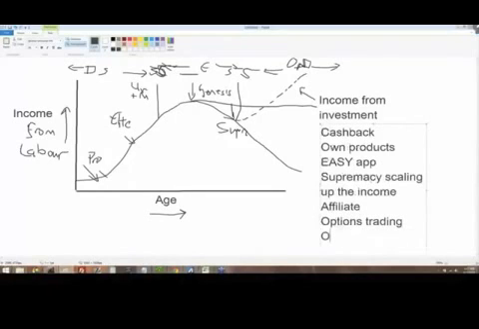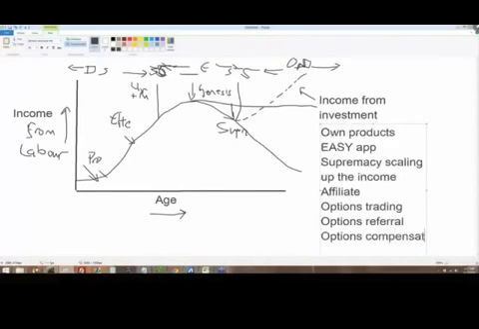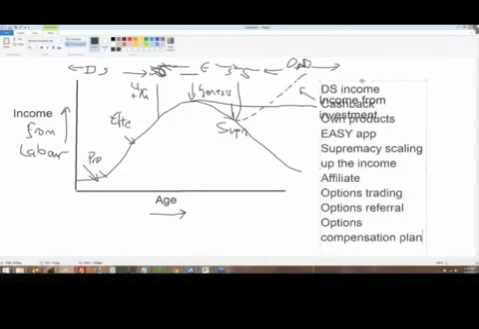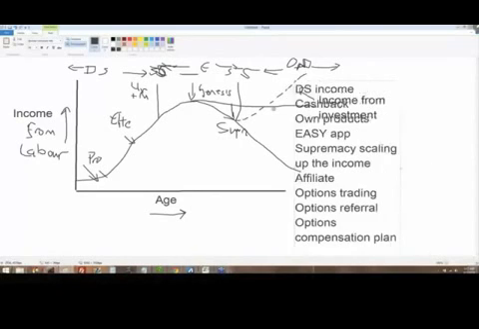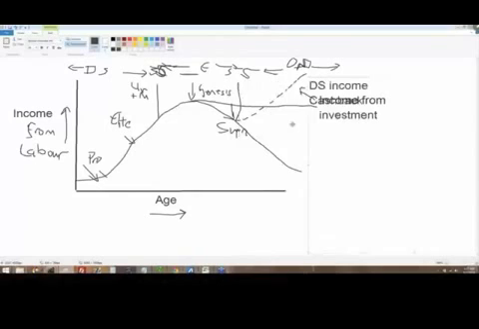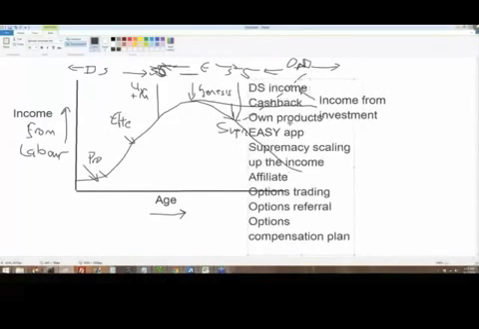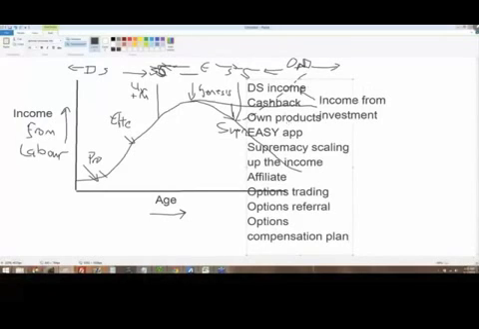Then you have your options trading income. You have your options referral income if you try to recruit, and then you have your options compensation plan income, which you're going to make even if you don't recruit anybody. That's the plan here. The plan is that you don't have just one basket with a few eggs in there. You have multiple baskets themselves, and you have multiple types of eggs. You have duck eggs and chicken eggs, and you have every single thing that you can out there.